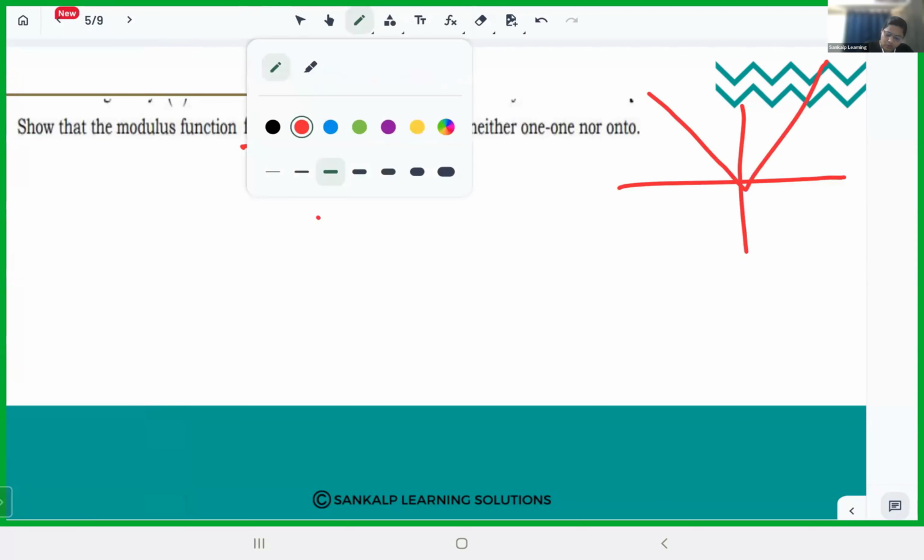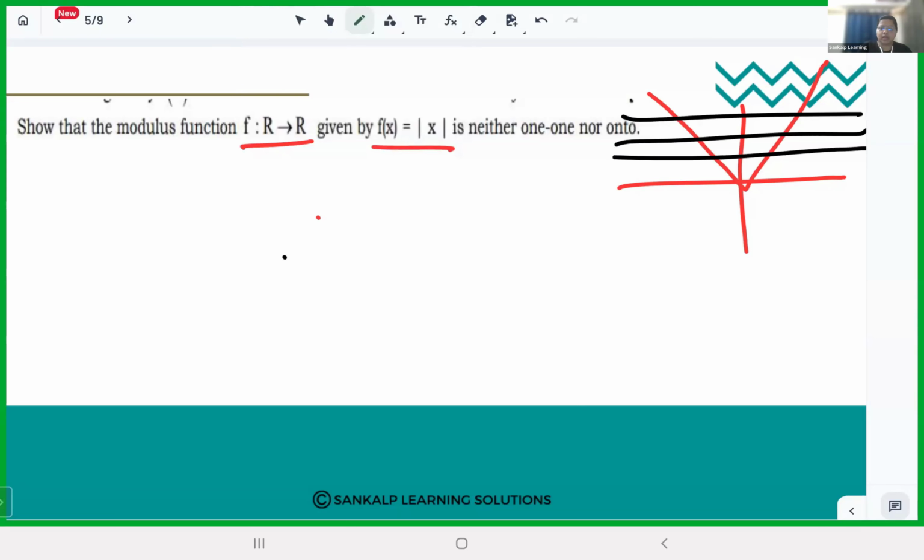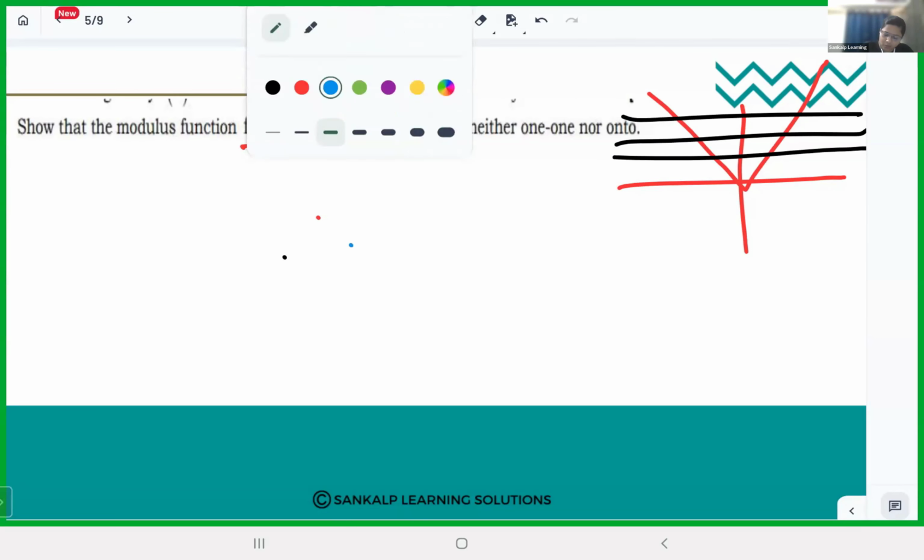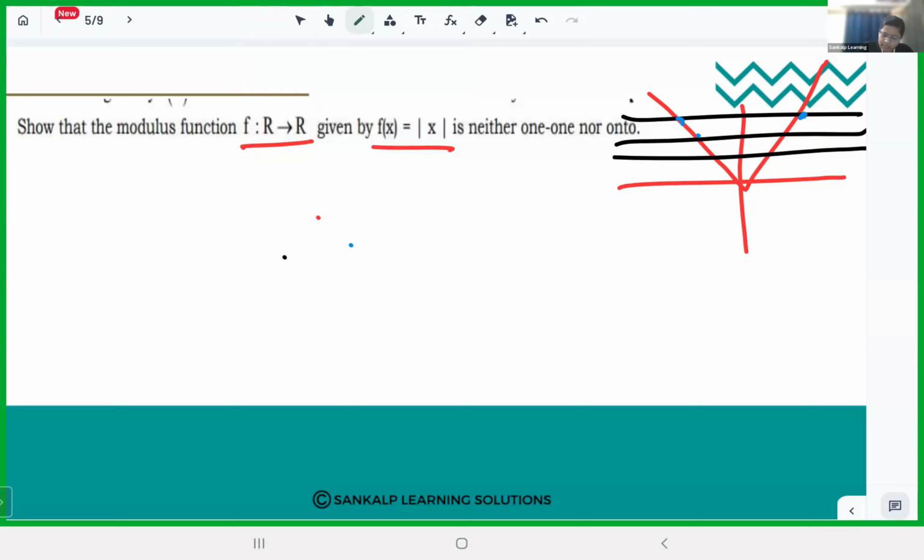If you construct horizontal lines across this, horizontal lines that are parallel to the x-axis, these horizontal lines touch the graph in more than 1 point, right? Each horizontal line is touching the graph in 2 points, which means that more than one element has the same image. This one also has the same image. This x has also the same image, which means it is not 1-1. For a function to be 1-1, every element should have a single image. Here you can see that two distinct elements have the same image, so it is not 1-1.